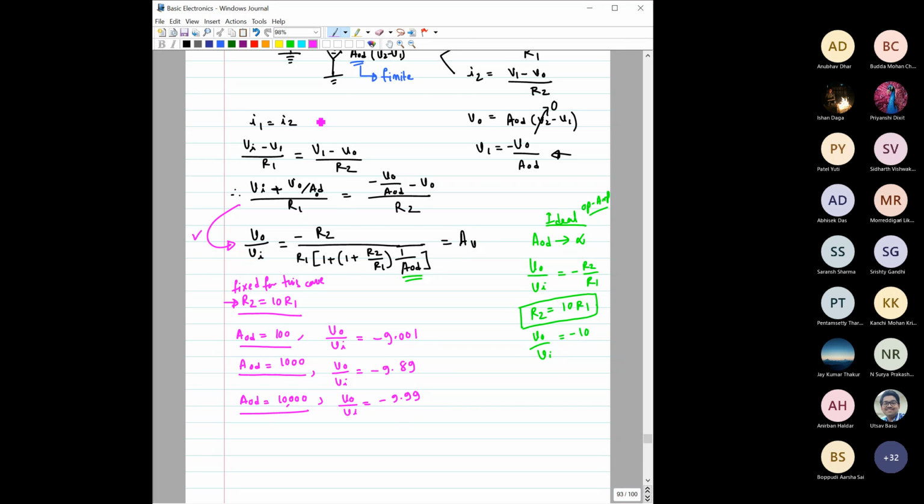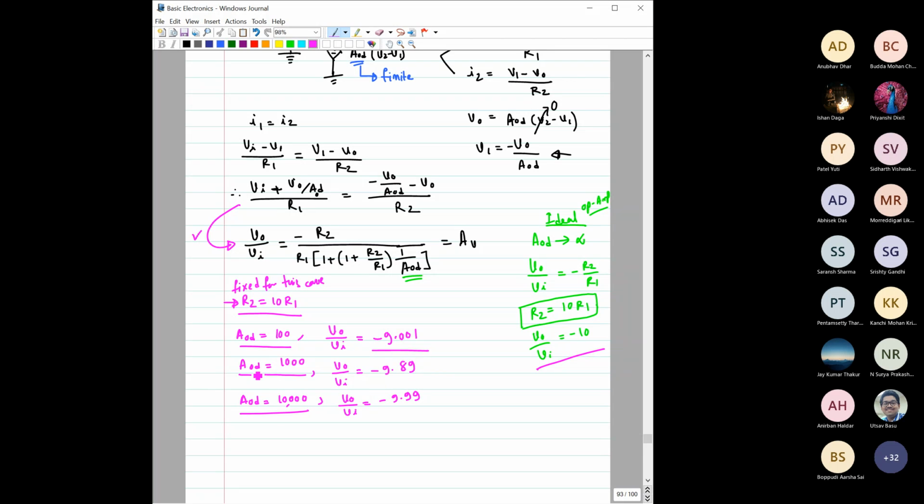So from here, you see, for the ideal case, the expected gain is to be minus 10, right? But here, when the open loop differential gain of this op-amp is 100, we are getting the gain for this inverting amplifier to be around minus 9. So here you can see the error is around 10% compared to the ideal case, or deviation is around 10%.